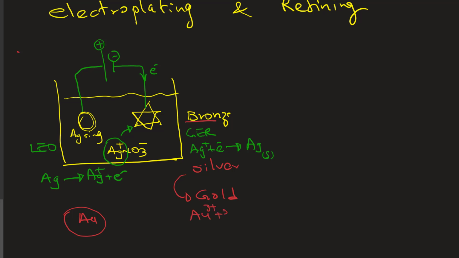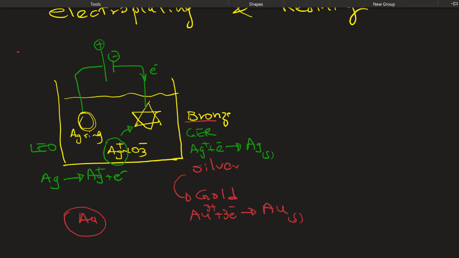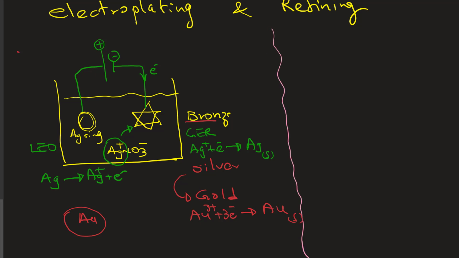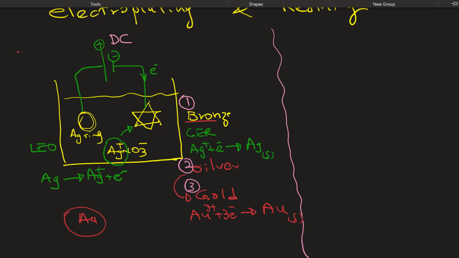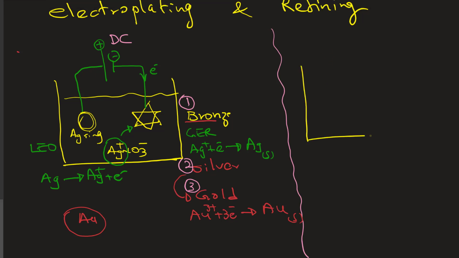Now, if you'd like to make your silver star into a gold star, you can do it. All you need is an electrolyte with something like gold chloride, and then you put a gold ring on your anode, and voila, you can get it done. So you just need a little current on the DC source, right? So that's electroplating, actually very simple.